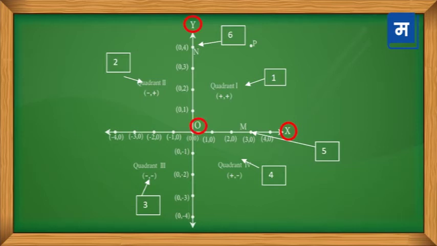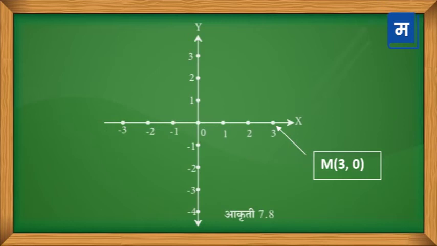If any point is placed on the x-axis, then its y coordinate is 0, which means that the coordinates for that point will be (x, 0). If any point is placed on y-axis, then its x coordinate is 0 and that means the coordinates for that point will be (0, y). Now let us see an example.